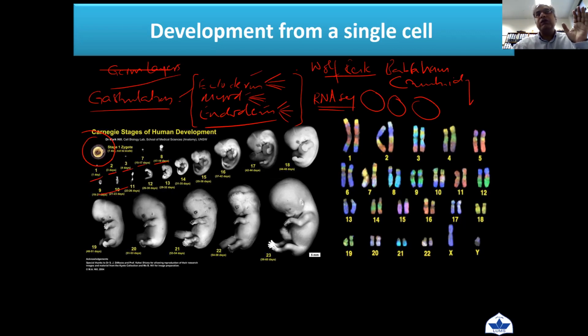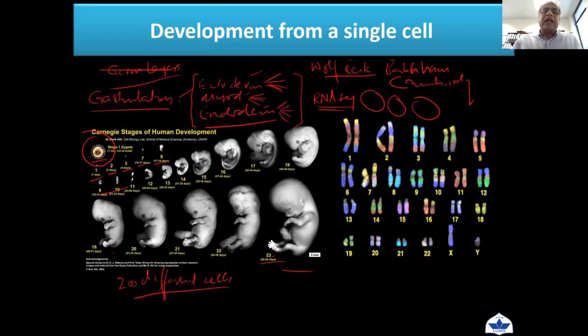And then as you move on in development, when different cell types are established, you have further specificity at the level of gene regulation. So when you start your life from a single cell, by the time, this is like stage 23, 56 to 60 days, by the time you are born, you have more than 200 different cell types.